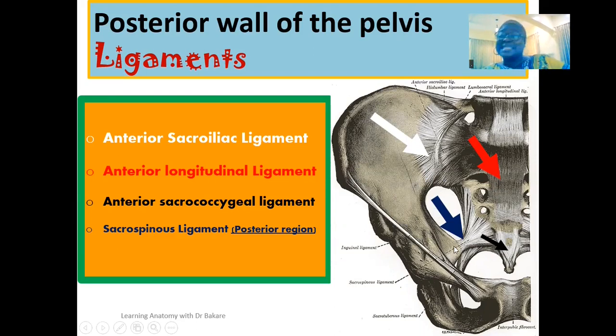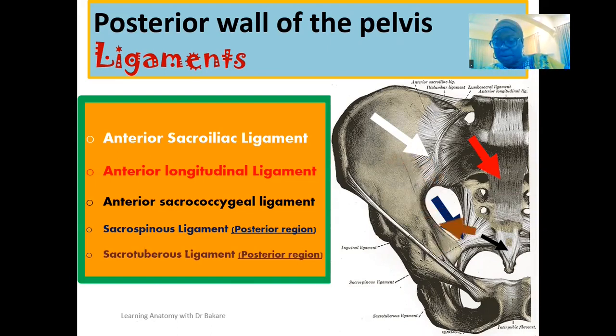This ligament is seen to transform the greater sciatic notch into the greater sciatic foramen. So you see it converting this notch here at this upper part into a foramen. Of course, creating a pathway for structures to run through. So you see the sacrospinous ligament here, Harold, in blue. But specifically, it is the posterior region of this ligament that is seen at the posterior wall of the pelvic cavity.